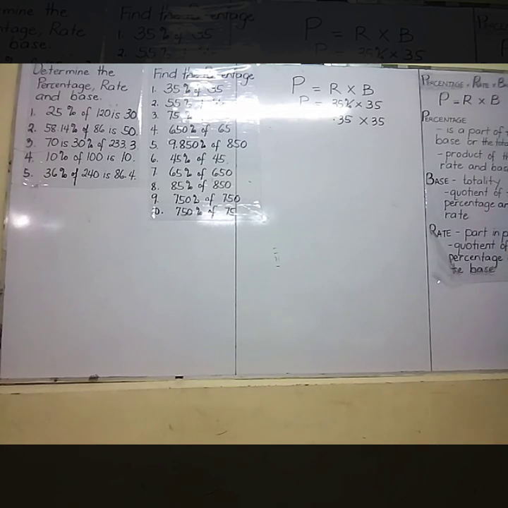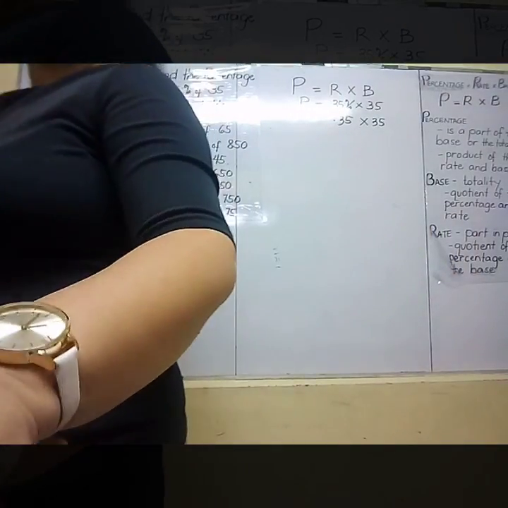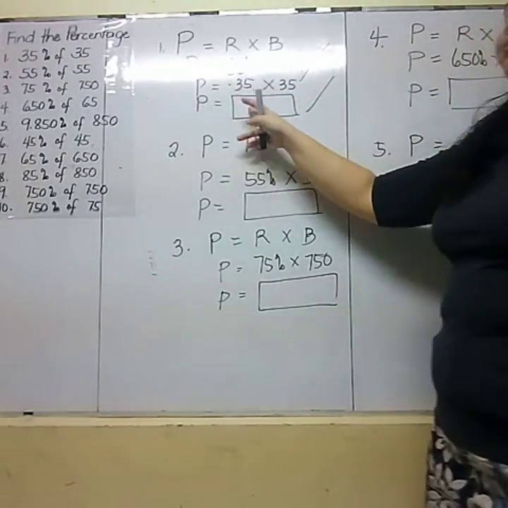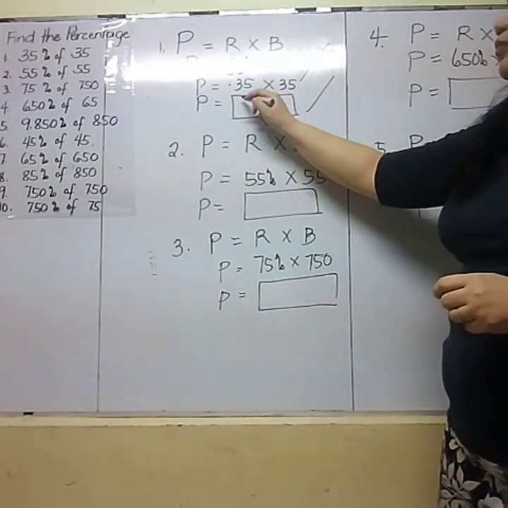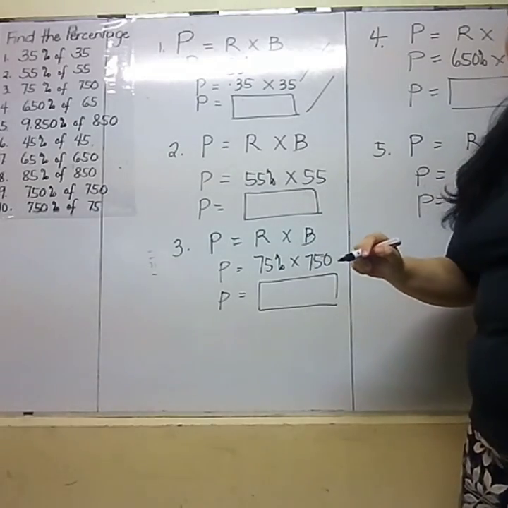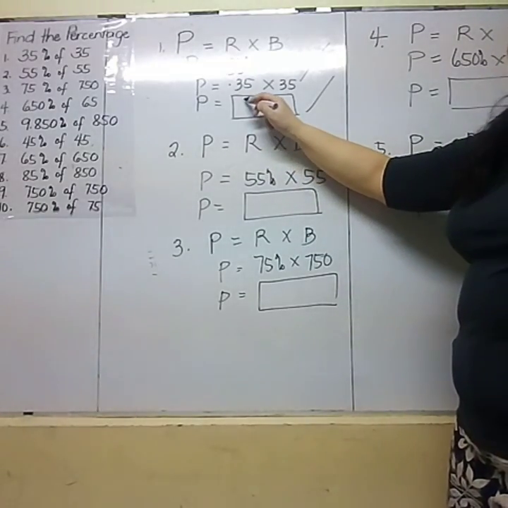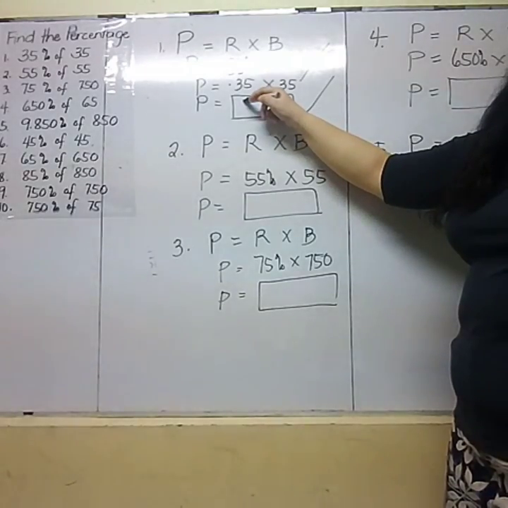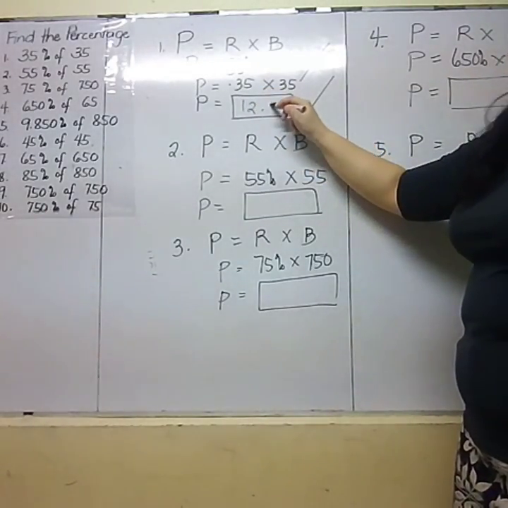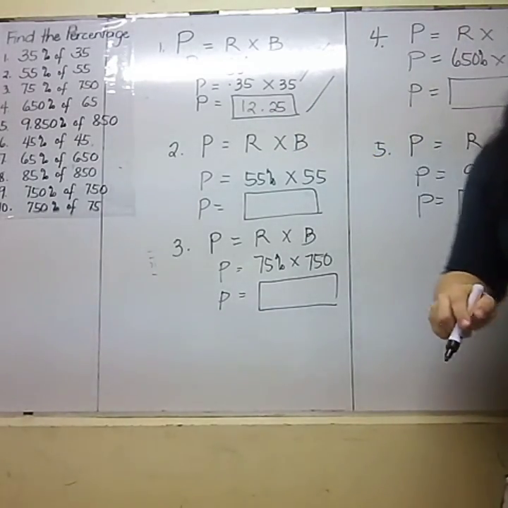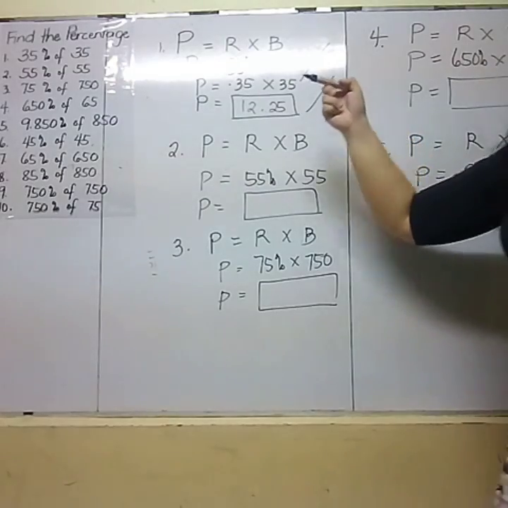Lagay nyo na yung pangalan, the date, and the title. Find the percentage. Sabi ko, may ilagay yung number, basta meron siyang title. So, what is the answer on number 1? Yes, Edward. Okay, just dictate it to me. Ano yung solution ko? 1.2. No, it's 1.25. So, one check for the solution, one check for the answer.